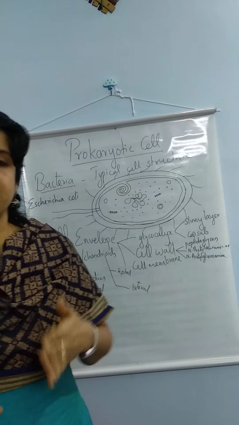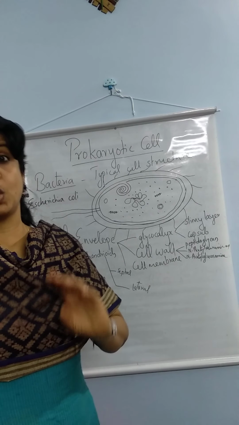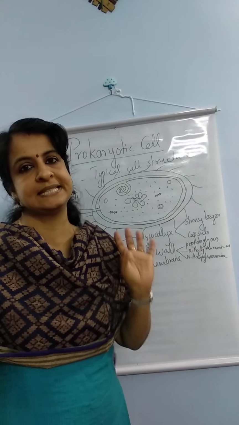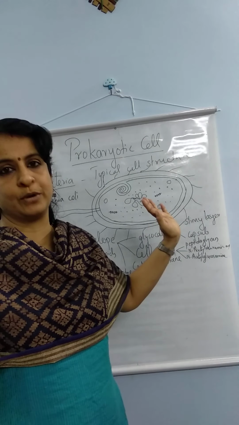Now, bacteria based on their shape, there are four different types. Round shaped ones are called as coccus. Then rod shaped ones are called bacillus. Comma shaped ones are called as vibrio. And spiral shaped ones are called as spirillum. Now here we are taking the example of a rod shaped bacteria, that's a bacillus type of bacteria, for studying the cell structure of a prokaryotic cell.